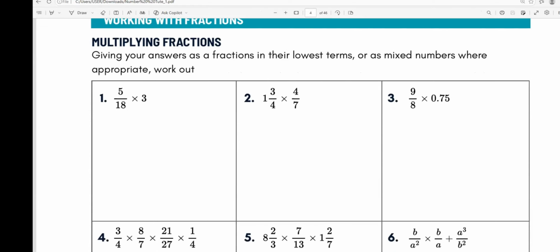Multiplying fractions, giving your answers as a fraction in their lowest terms. That means as a simplest form or as mixed numbers. If you get any answer as an improper fraction, you have to convert it into a mixed number. Work out.